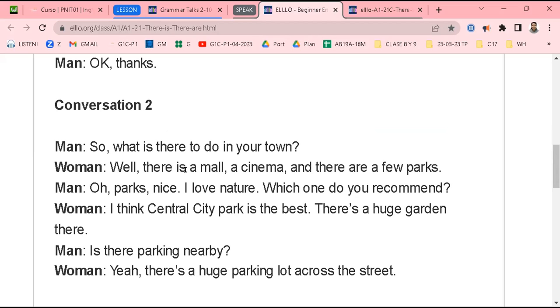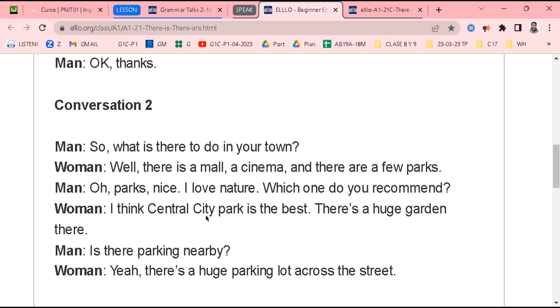Well, there is a mall. A cinema, and there are a few parks. Oh, parks. Nice. I love nature. Which one do you recommend?